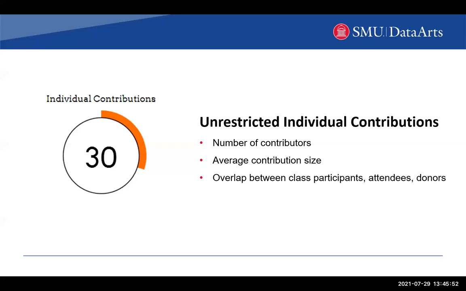Because we know that they are also conscious of the fact that their supporters also financially contribute through tuition payments and may not be able to support further donations, it might make sense for them to go ahead and do an overlap analysis to see what overlap there is between class participants, attendees of their programs and performances, and their existing individual donors.